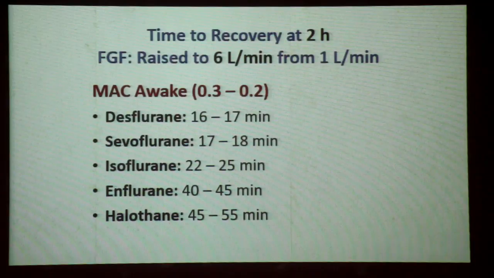Or at times you can open up the APL valve, just give an oxygen flush of 60 liters, let everything be washed out. So once everything is washed off, there will be an increased concentration gradient across the alveolus, right? And the circuit, and the alveolar washoff would be much higher.